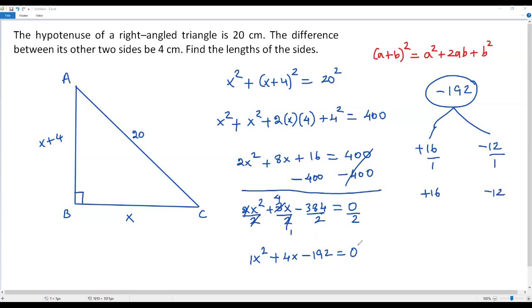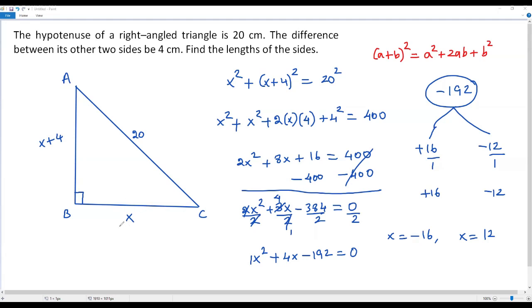Here, to get the first value of x in this quadratic equation, I have to change the sign of the first factor. It's already positive. When I change the sign, it will become negative 16. And now to get the second value of x, I have to change the sign of the second factor. It's already negative. If I change the sign, it will become positive. Now I got two values for x. One is x equals negative 16, another one is x equals 12.